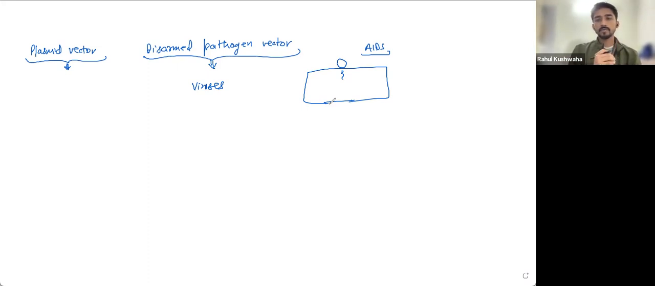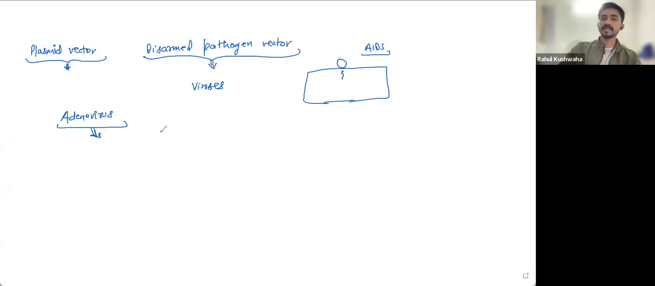Now, sometimes humans also want to do the same. For example, we also want to send a gene inside an animal or a plant cell, and we want that gene to express there. So a plasmid vector might not work there, because animal cells and plant cells do not have plasmid vectors anyway. But these disarmed pathogen vectors, for example adenovirus. So this category of virus known as adenovirus is what is used as a disarmed pathogen vector.